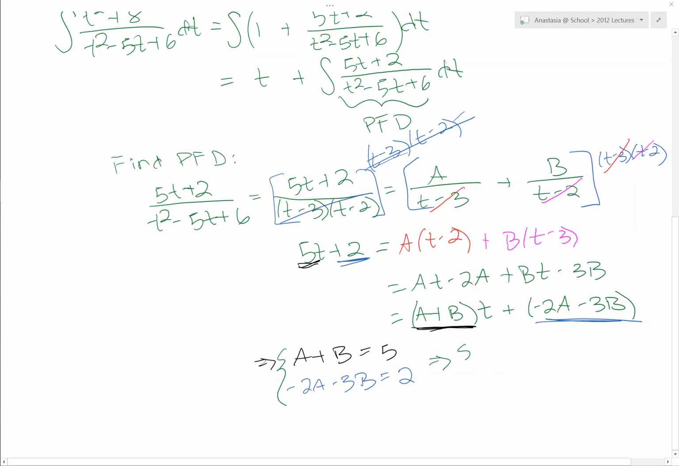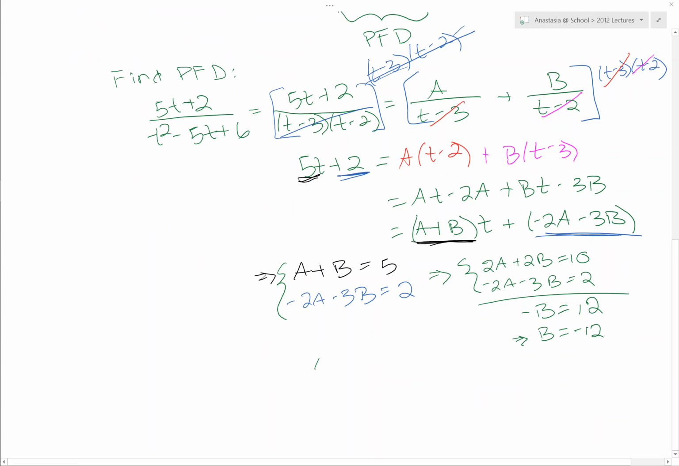I'm going to use some elimination to solve this. So multiplying the first equation by 2, we'll get 2a plus 2b equals 10, negative 2a minus 3b equals 2, and adding them together, our a terms will cancel. We'll be left with b equals 12. Sorry, negative b equals 12. So then b equals negative 12. Then taking this and plugging it back in, a plus b is equal to a minus 12, which should be 5. So a is going to be 17.